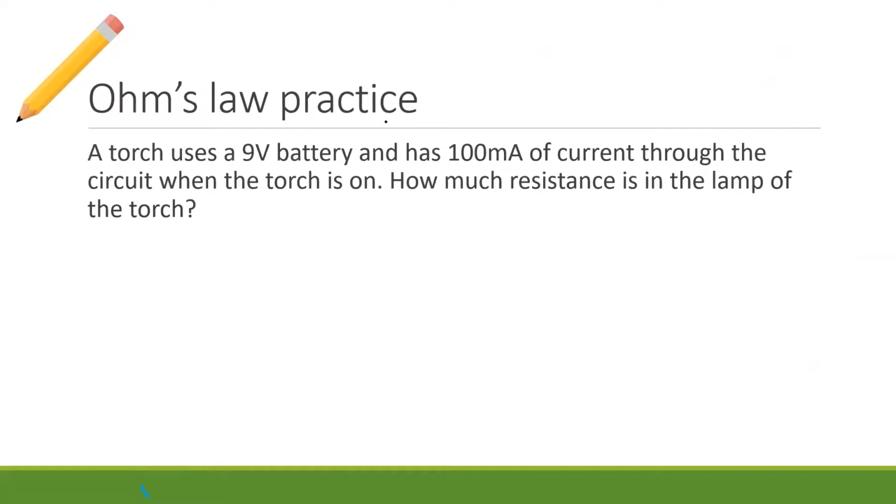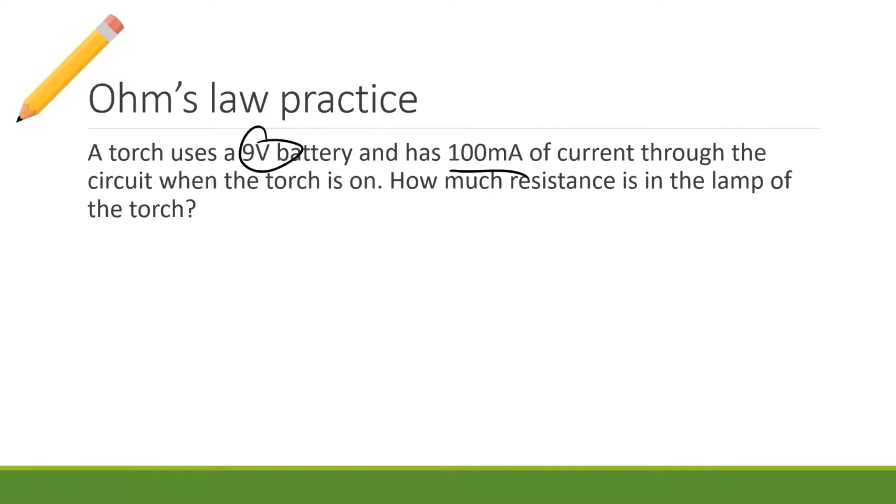Let's actually do an example, and then that'll be the end of the lesson, because I'm looking at the time now. It is 11:45. We're almost at the end of the lesson. So let's do an example here. A torch uses a 9-volt battery and 100 milliamps of current through the circuit when the torch is on. How much resistance is in the lamp of the torch?